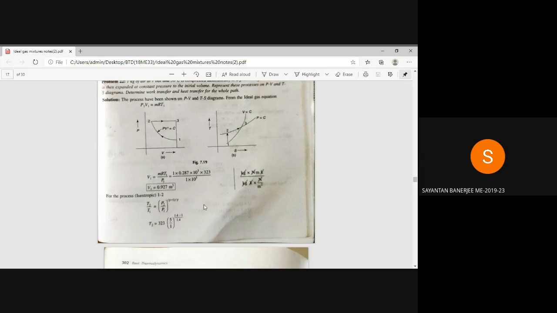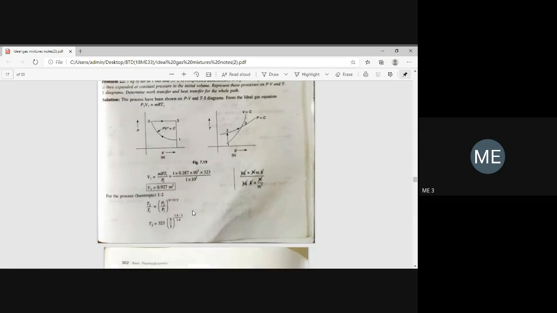It should be greater, because compression is going to increase the temperature naturally. Correct. So during the compression process, temperature should increase. Whatever value you get, T2 should be greater than T1. We are getting 511.57 Kelvin. Next, the work done formula.